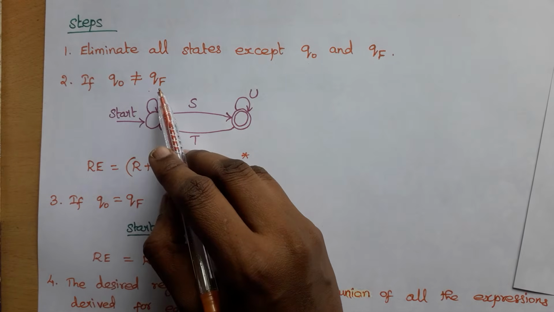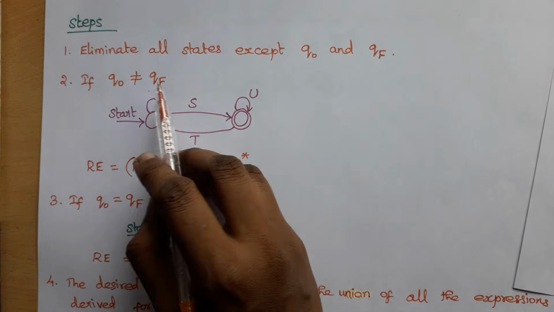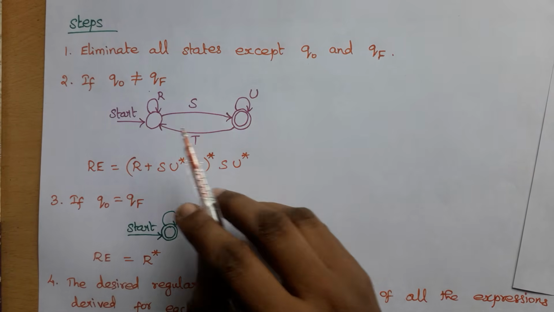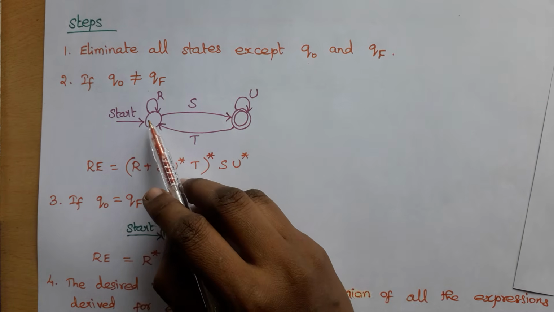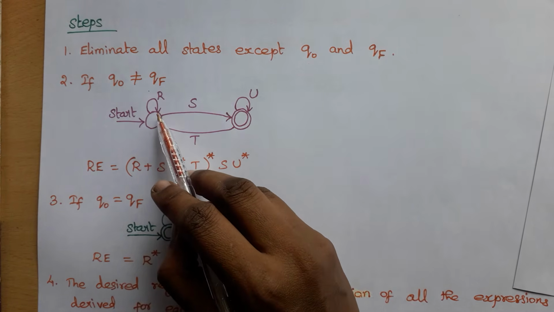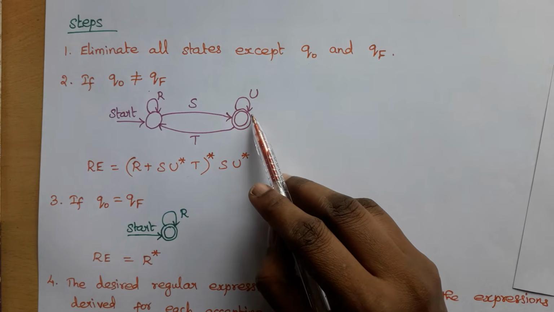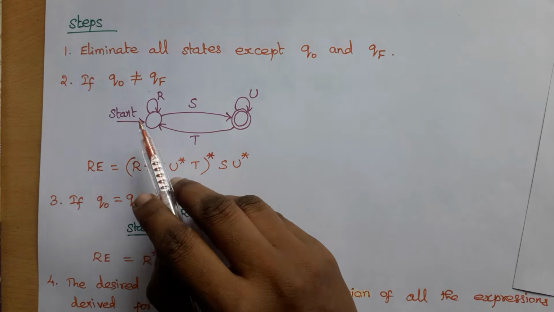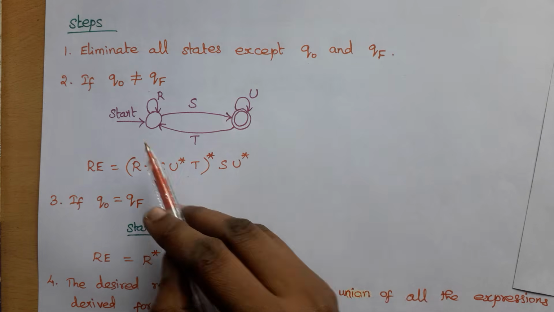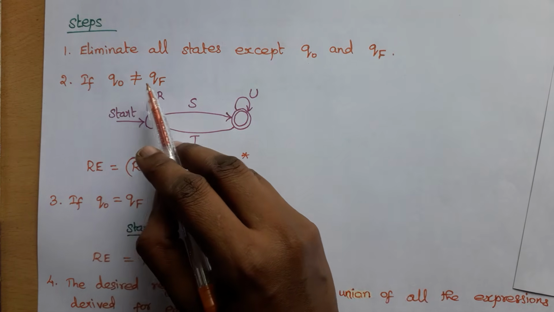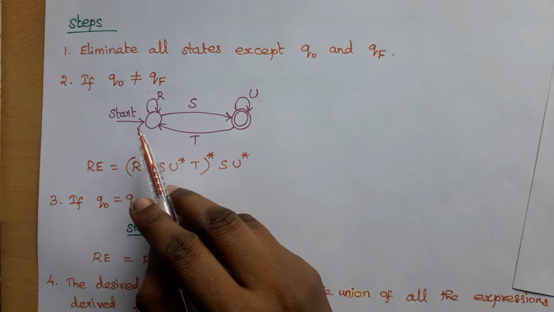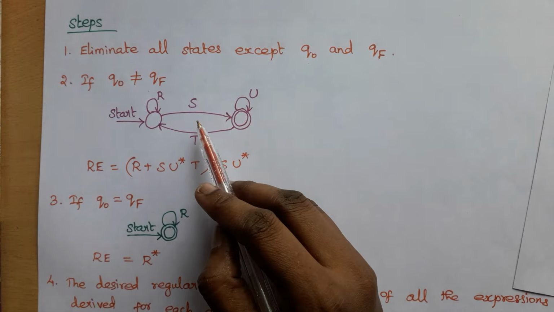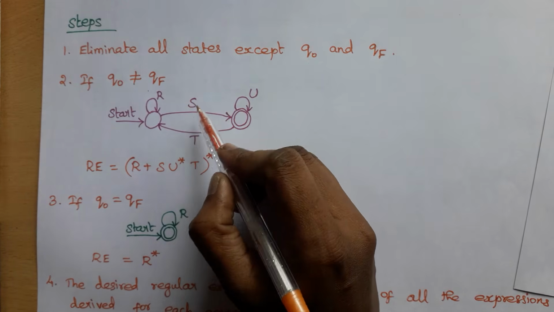The meaning is Q0 and QF are two different states. So in that case, after eliminating all the states, we will be left out with two-state finite automata, and the start state may have some self transition, final state may have a self transition, and there may be an arc from start state to final state and an arc from final state to start state. So if Q0 is not equal to QF, we will have two states with four arcs. Sometimes any arc may be missing. In that case, we have to consider 5.